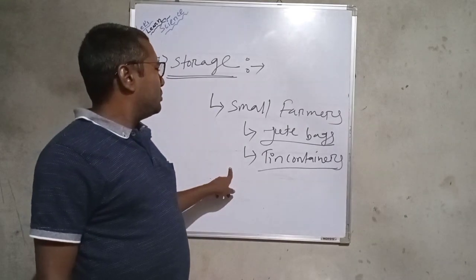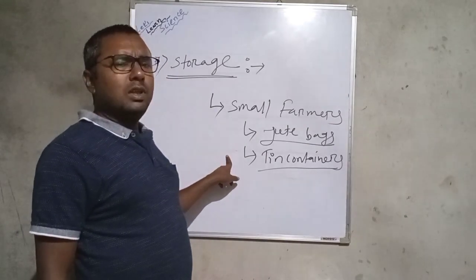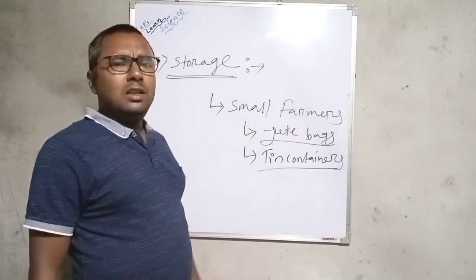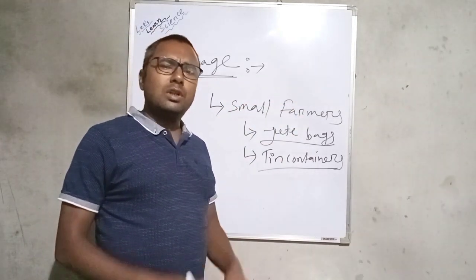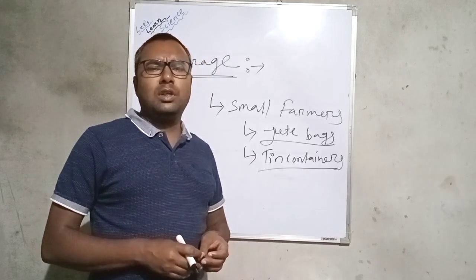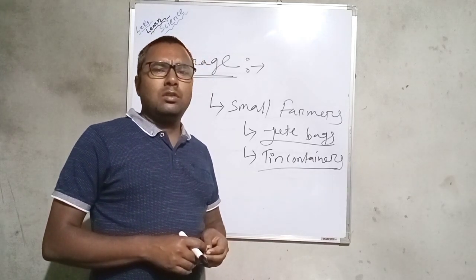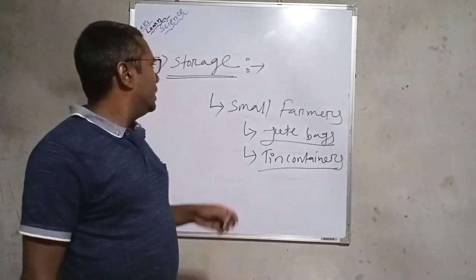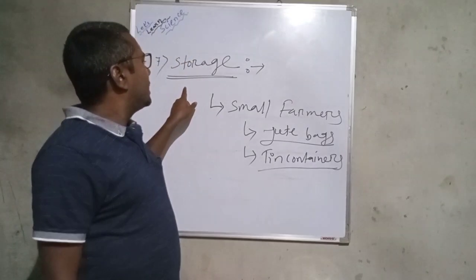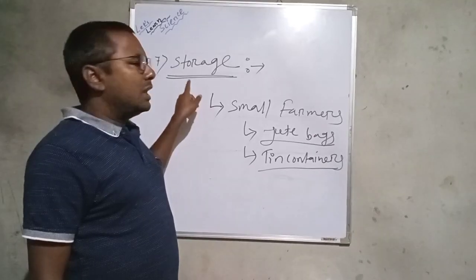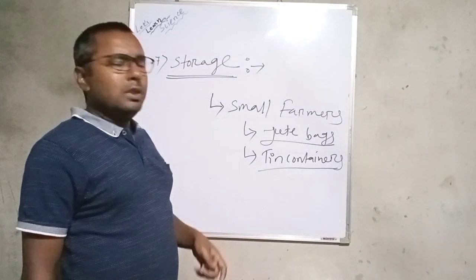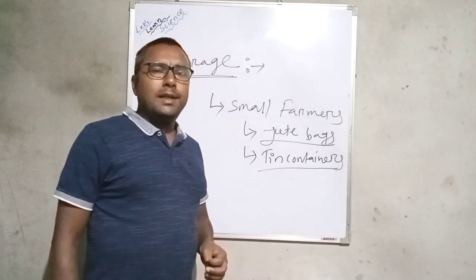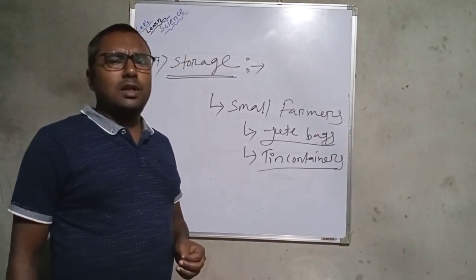In the case of big farmers, where agricultural practice is done on a large scale, they store the grains in industrial storage for later use. So like this, the agricultural crops, that is grains or different types of crops, are stored in different places so that they are not destroyed by microorganisms.